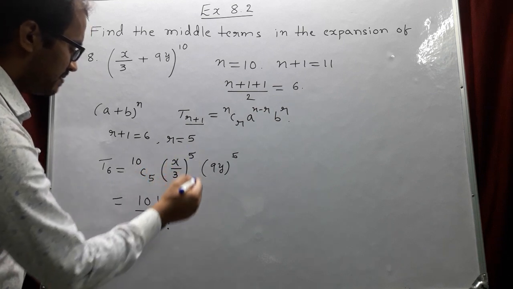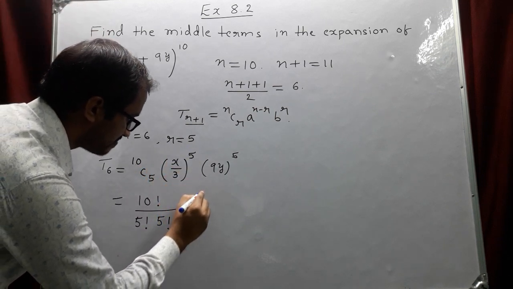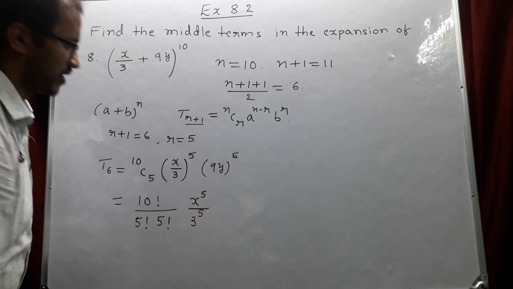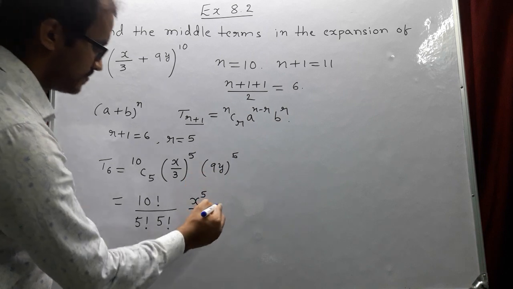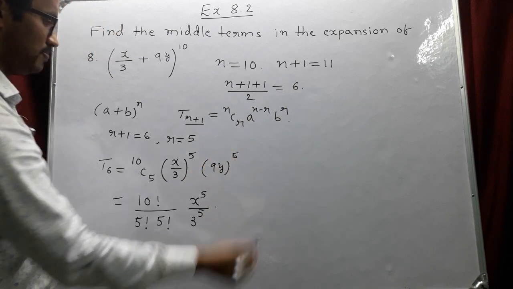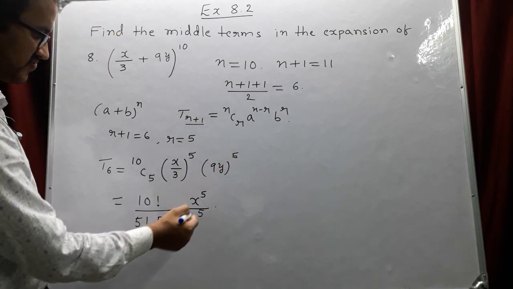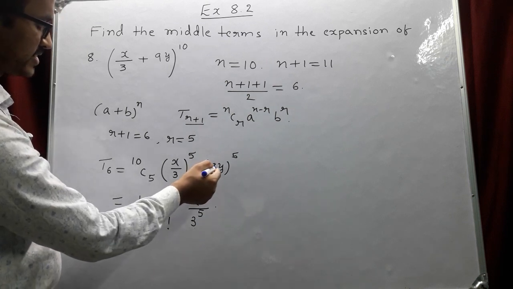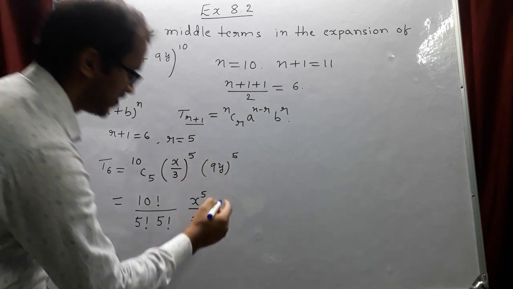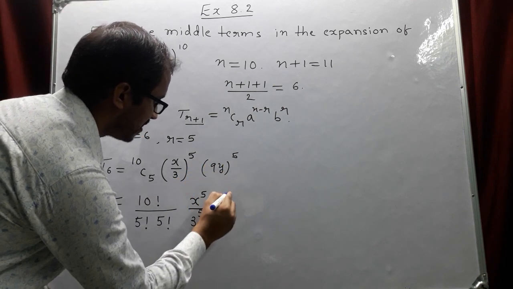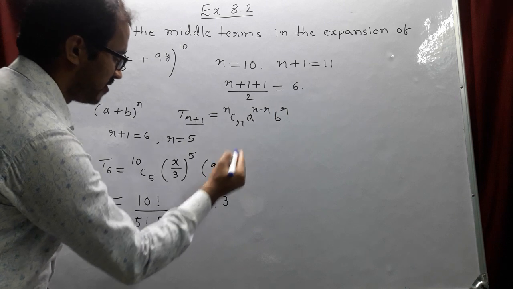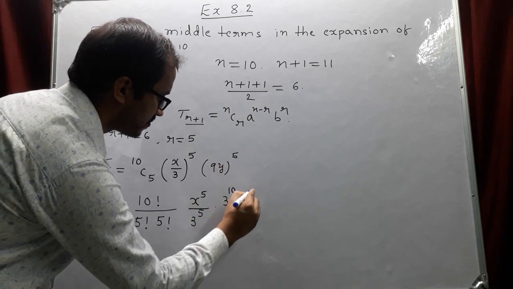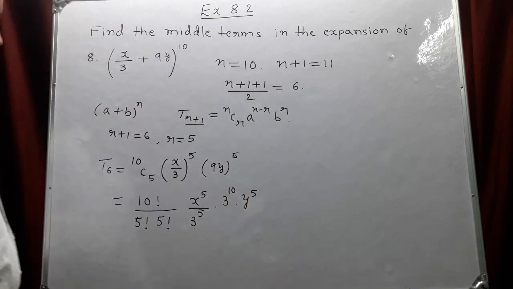Then (x by 3) power 5, so that is x power 5 by 3 power 5, into (9y) whole power 5. Since we have 3 power 5, we can write 9 as 3 square. So we can write (3 square) whole power 5 as 3 power 10, into y power 5.